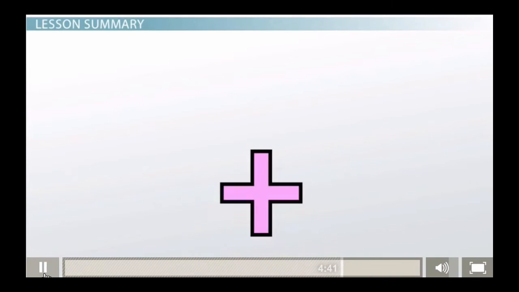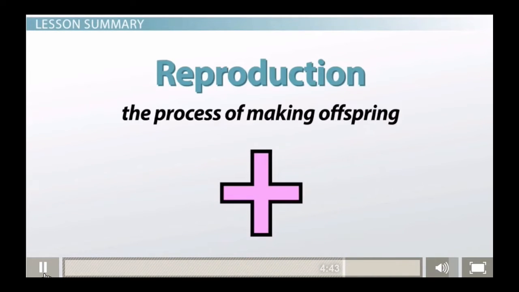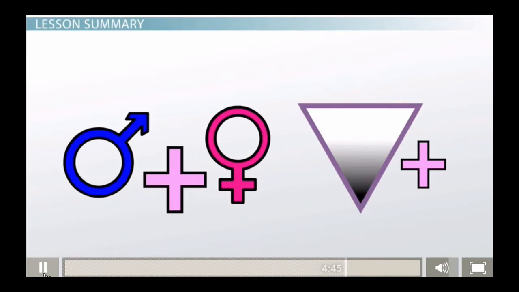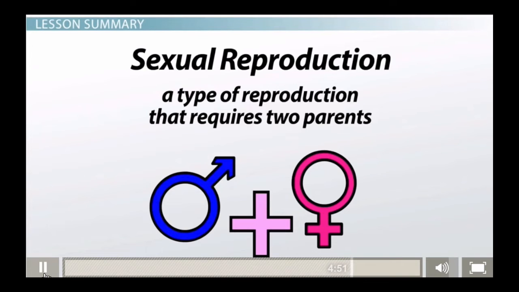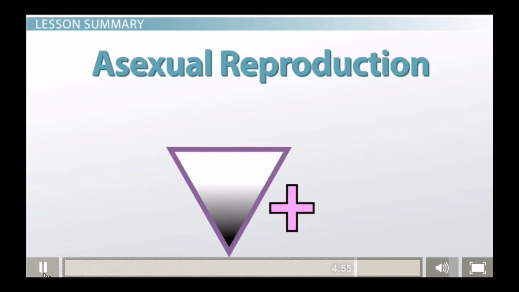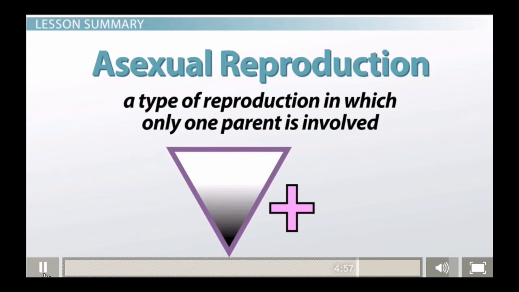Let's review. Reproduction is the process of making offspring. We learned that there are two basic ways to reproduce. Sexual reproduction is a type of reproduction that requires two parents and results in offspring that are genetically unique. Asexual reproduction is a type of reproduction in which only one parent is involved and results in offspring that are genetically identical to the parent.